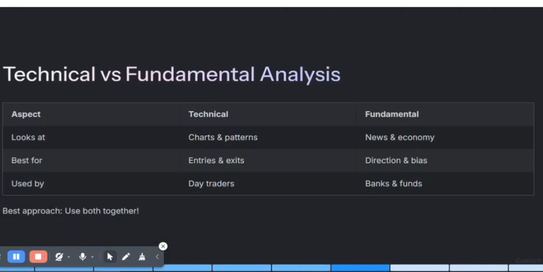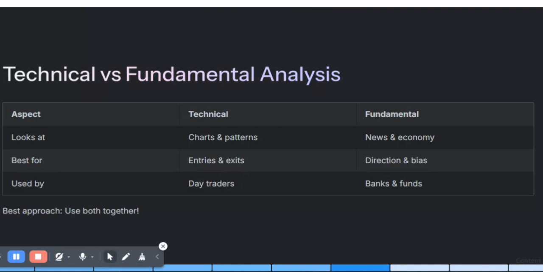So let's talk about technical analysis versus fundamental analysis right here. Technical analysis looks at charts and patterns. However, fundamental analysis looks at what? News and economy. Technical analysis is best for entries and exits. However, fundamental analysis is best for direction and bias, right? Technical analysis is more used by day traders. However, fundamental analysis is more used by banks and hedge funds and the like, big institutions, right?